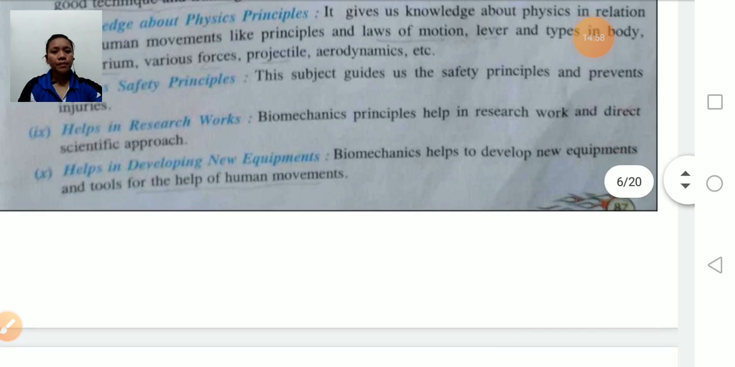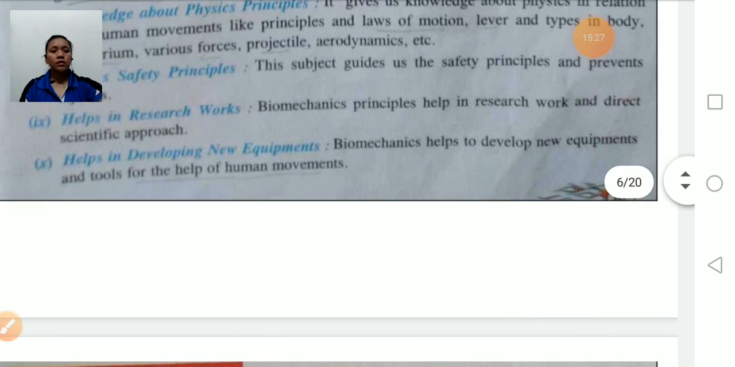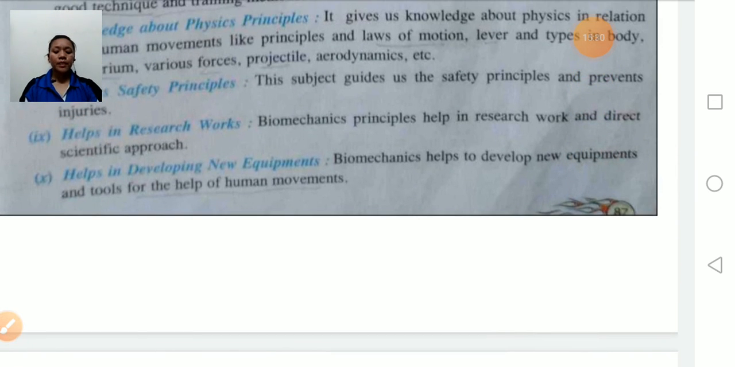Helps in research work. Biomechanics principles help in research work and give a direct scientific approach. Helps in developing new equipment. With the help of physiology and biomechanics, we can develop new equipment and tools for better movement, for the help of human movement, for correct movement. Improve training technique. We can also improve our training technique. Create confidence. It helps to create confidence in the player, and it also helps to motivate.